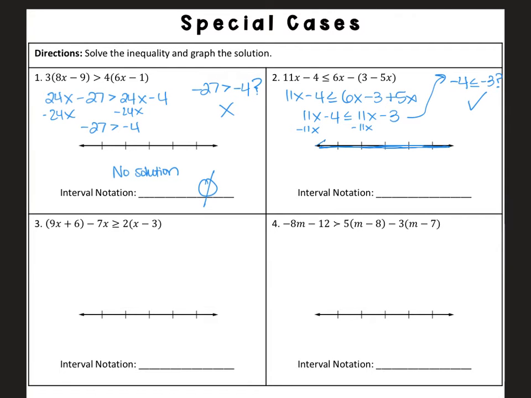And so to graph that, you just draw a double-headed arrow on the number line, showing that all the way towards negative infinity is a solution, all the way towards positive infinity is a solution. And then to write that in interval notation, it's just negative infinity towards positive infinity.